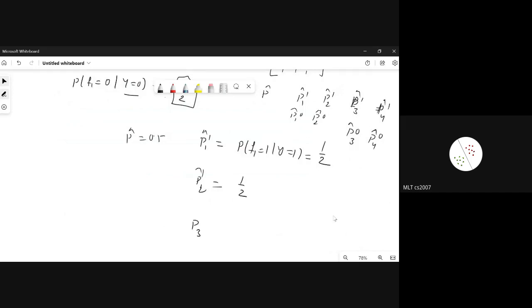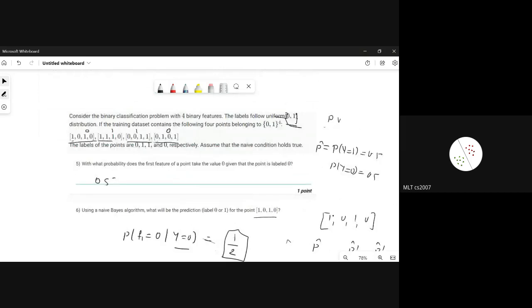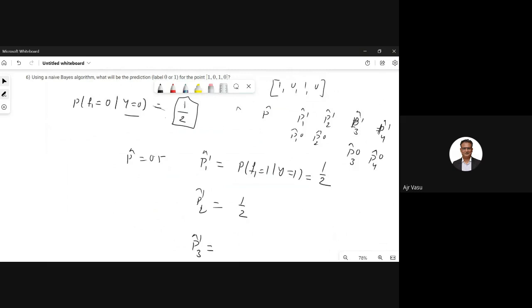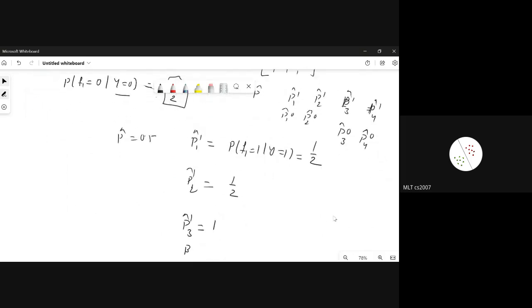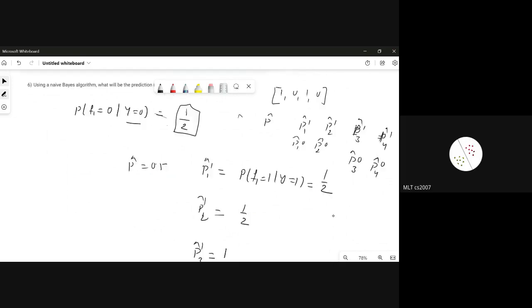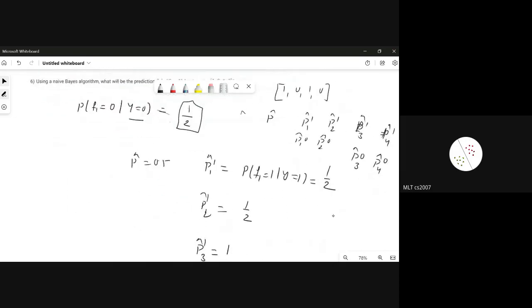What is p3 1 hat? Again for the data points which belong to class 1, p3 1 hat is 1, this is 1, right? And p4 1 hat is 0.5. Okay, p4 1 hat is 0.5, whatever that is. Okay. The third is 1.